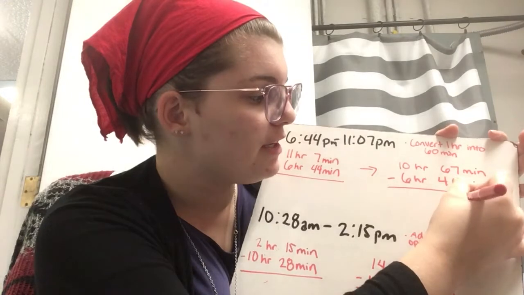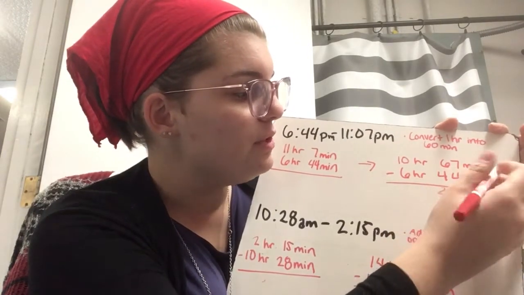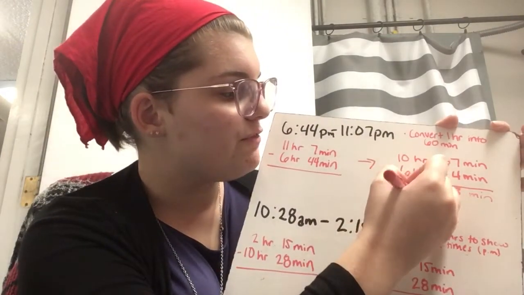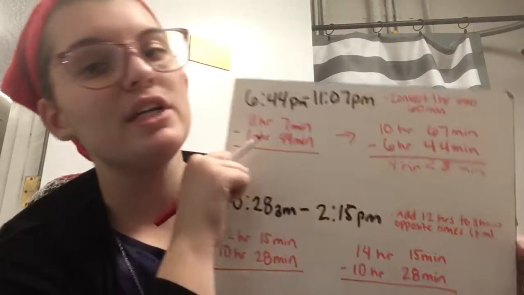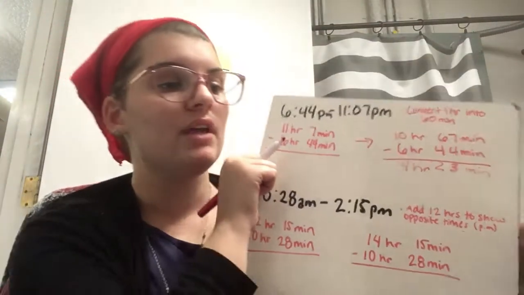So 67 minus 44, we've got 7 minus 4 is 3. Oh no, not my marker. Come on. Is 3. 6 minus 4 is 2. So we've got 23 minutes. And 10 minus 6 is 4. So the answer to number 1 is 4 hours and 23 minutes. Okay? I'm going to try seeing if my black marker wants to work a little bit better.